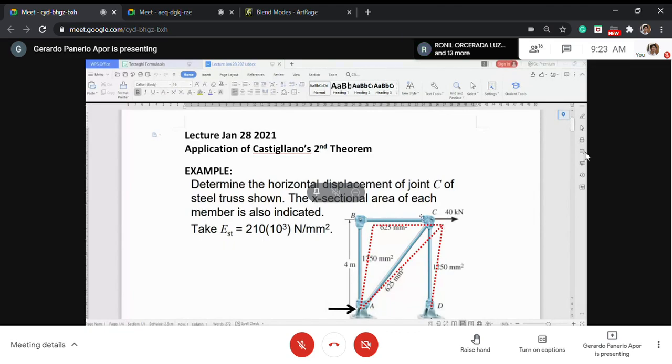Displacement of joint C. Take note, horizontal displacement at joint C. Okay, so we are focused on this joint, joint C. Now the truss is composed of four members.